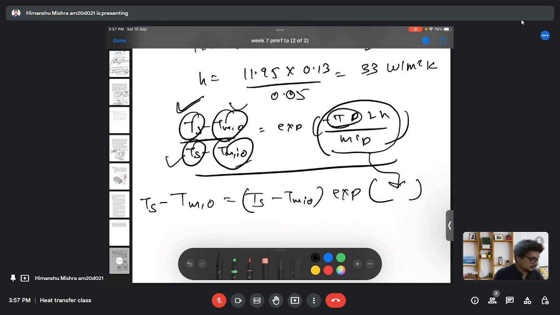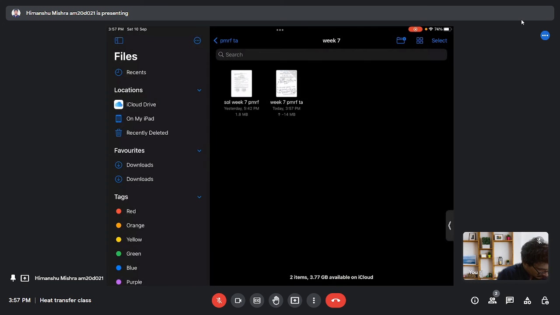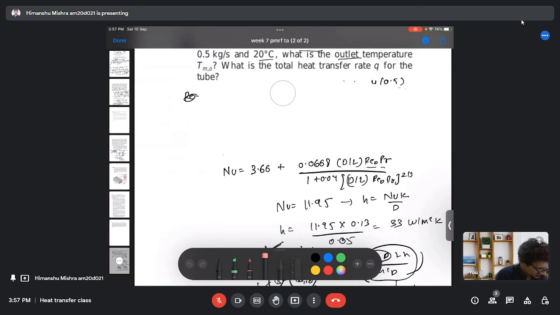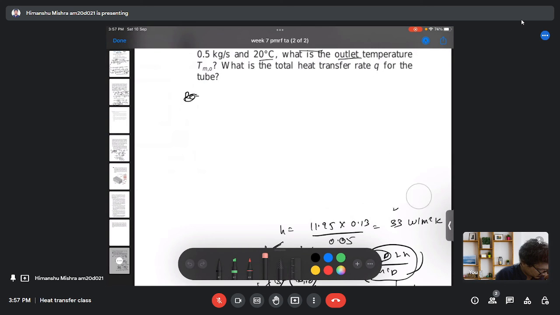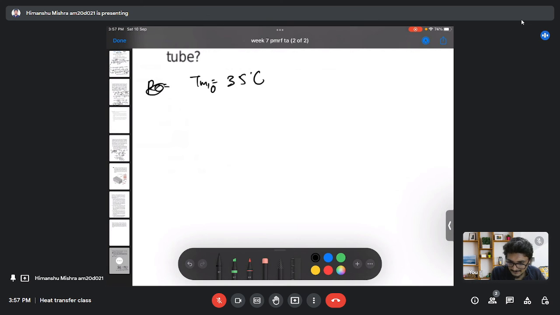this quantity inside the bracket. Just putting the values, I get the temperature at the outlet as 35 degrees Celsius. So now we have the temperature at the outlet of the pipe, and we already know the inlet temperature. So we can find the heat transfer.